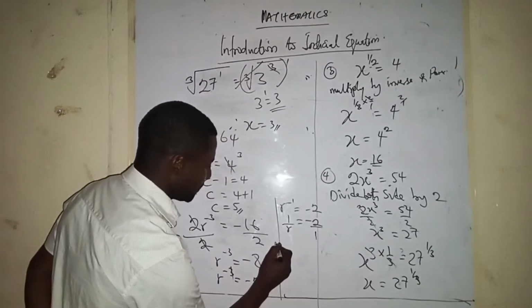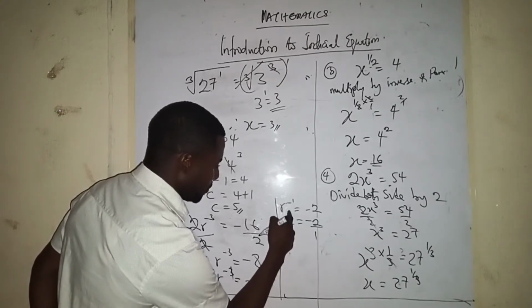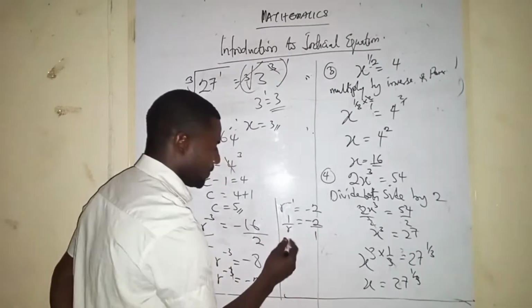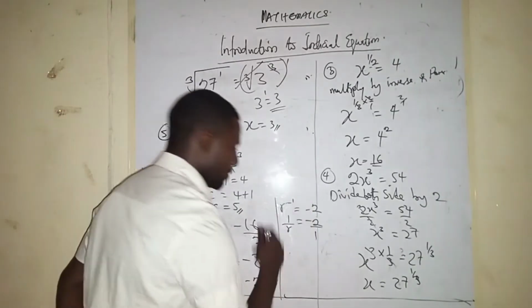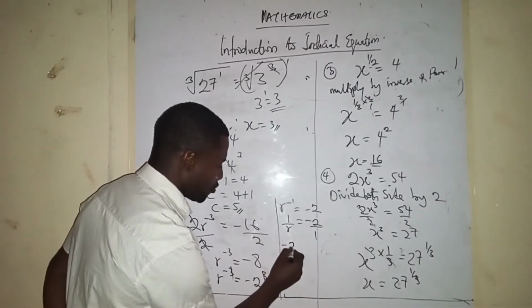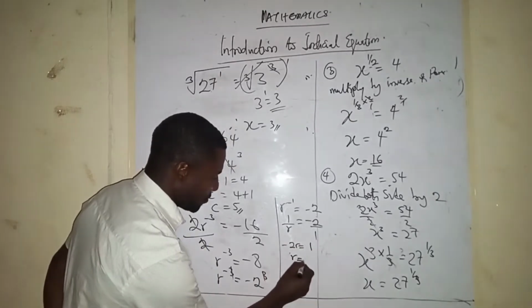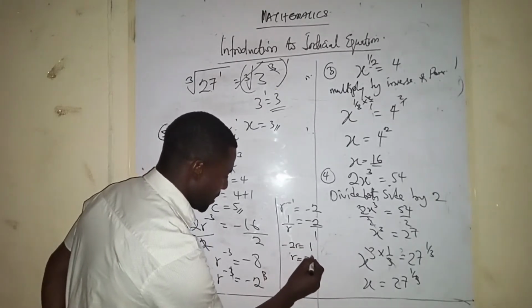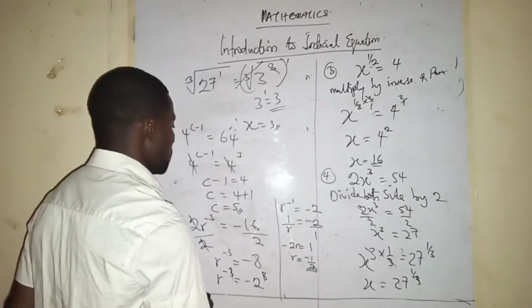So what do you have here? You have a fraction here, another fraction here. They are separated by what? An equal to. You cross multiply. If you cross multiply, you'll be having 2r is equals to 1. So that r will give you 1 over 2. Okay?